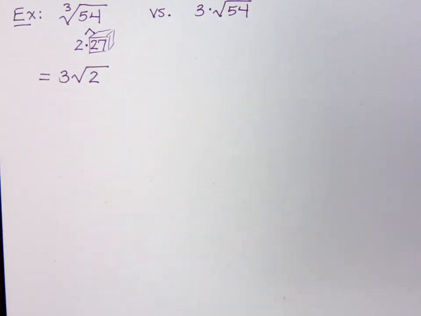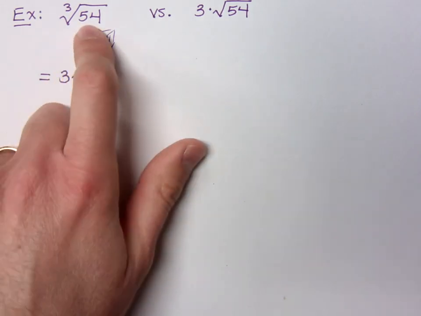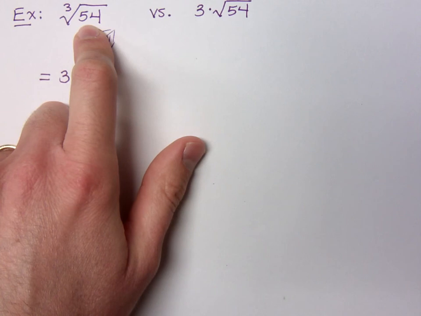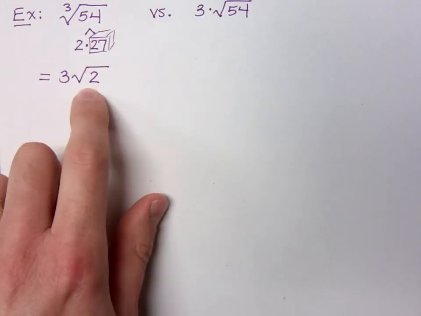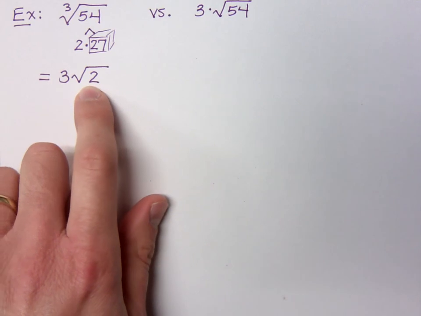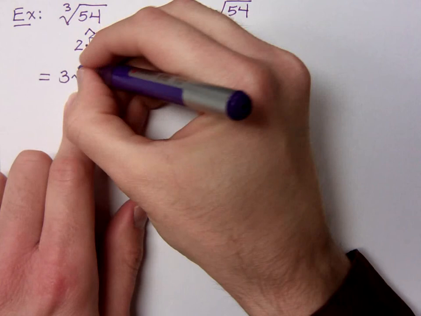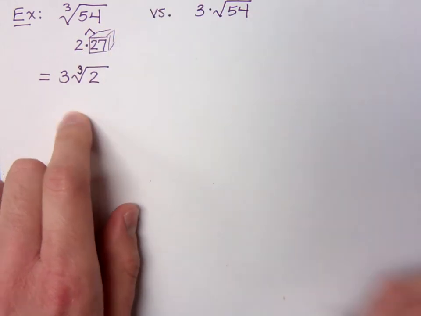I've got an issue with the way that I wrote my answer here. It's wrong. What's wrong with this guy? Sometimes we don't see what's wrong with the problem until we read it out loud. Read the original problem out loud. Oh, you have it as a square root. This is the cube root of 54, but this is 3 square roots of 2. So how did my radical change? It shouldn't have. So what am I missing? I'm missing the index of 3.